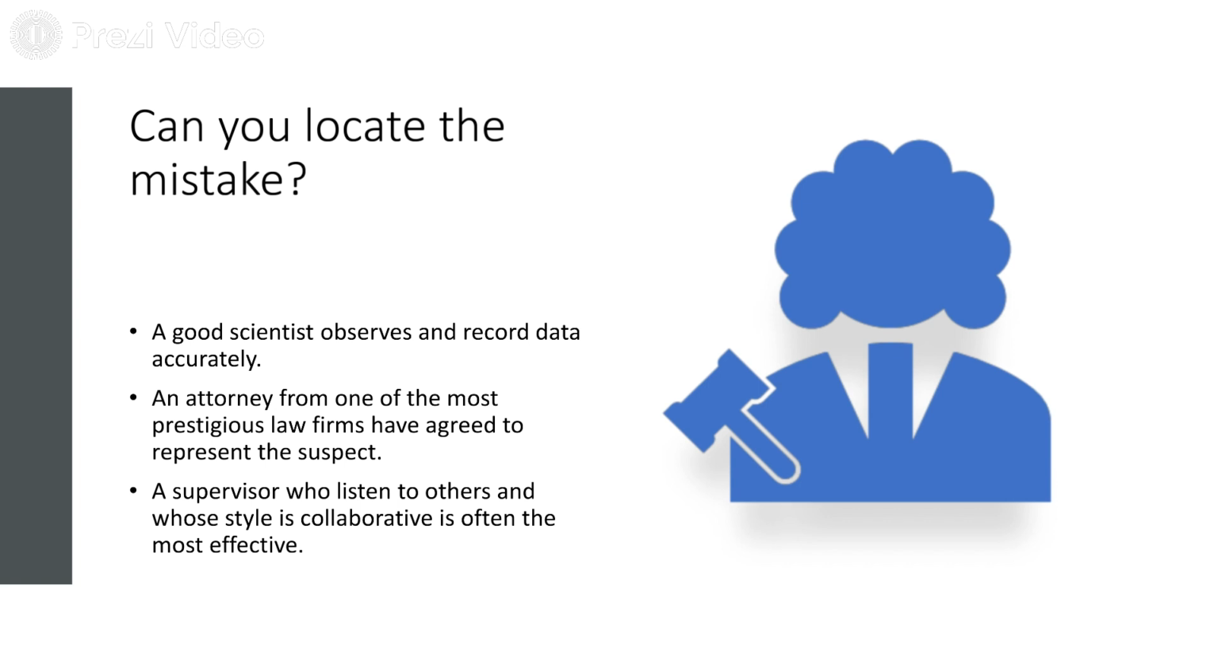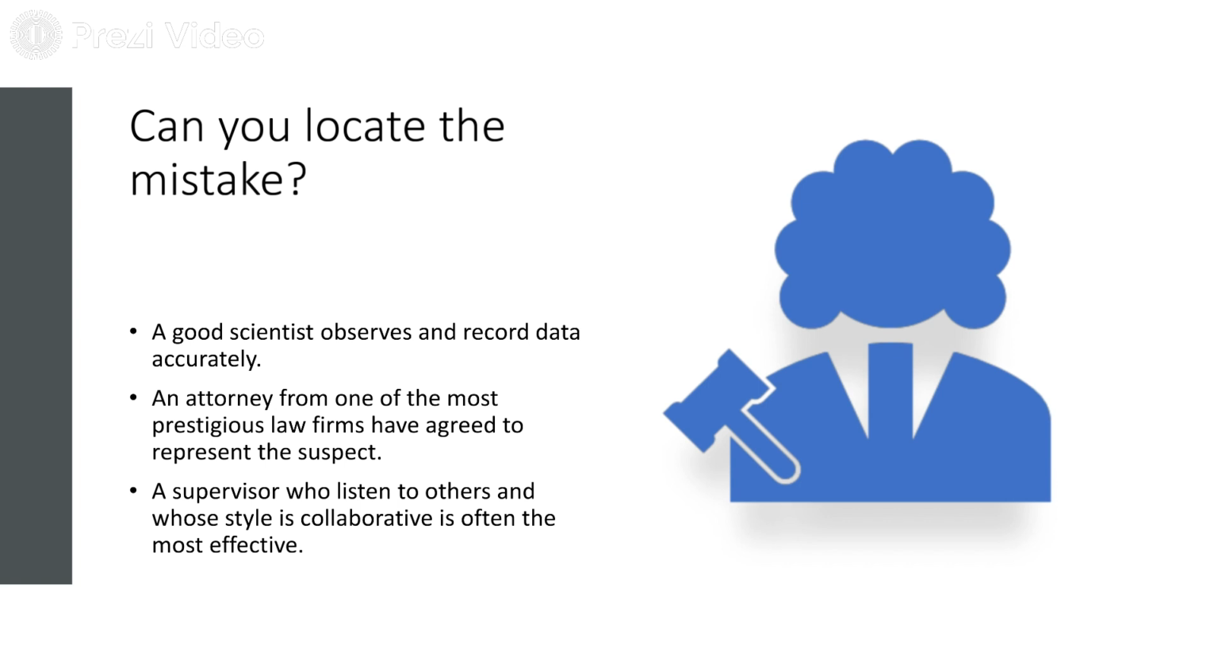The next one I'm going to have you do and think about what is the mistake. I'm not going to tell you right away. An attorney from one of the most prestigious law firms have agreed to represent the suspect. Okay, who or what is it about? The attorney. Is it singular or plural? Singular. What's my main verb? Have. He have? No, he has.